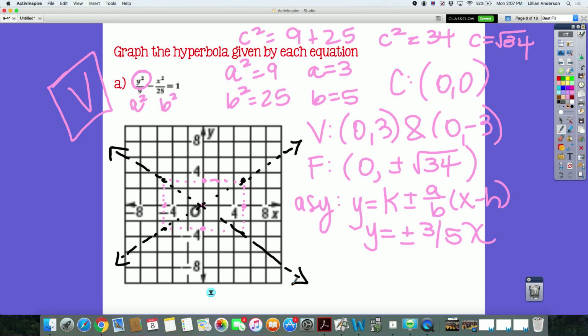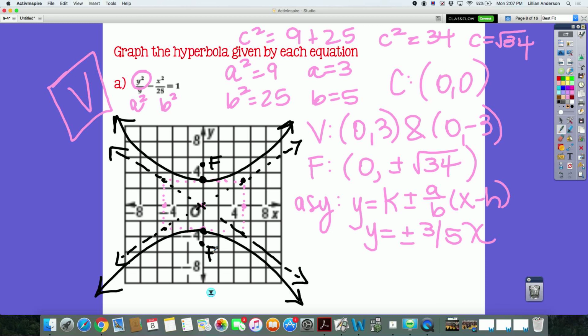And our vertices are located at (0, 3) and (0, -3). So all we do is draw our branches from those vertex points. And of course our foci. Again, I'm not concerned about where exactly the square root of 34 is on this graph, as long as you have the point written down and your foci are located on the inside of your branches, or on the inside of your hyperbola, then we're good to go.